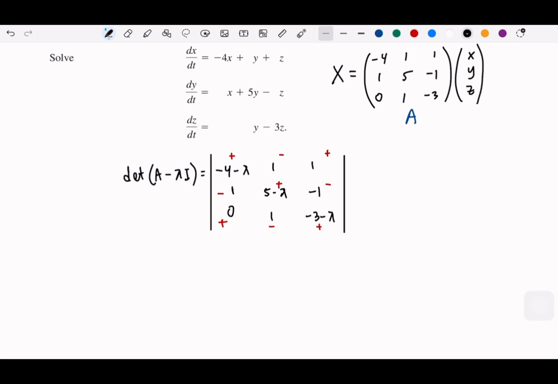Okay, so we can take the determinant. I will take the third row because it's 0. So I will write, negative, -4, negative lambda, 1, 1, -1. And then plus -3, negative lambda. This will be -4, negative lambda.